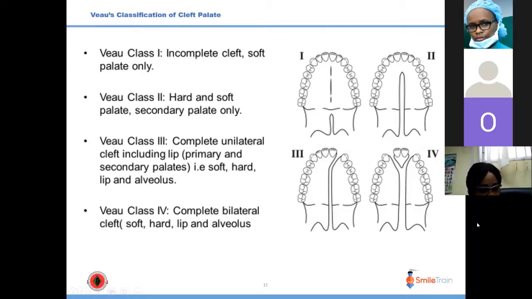We have class 1, which is just the soft palate. We have class 2, which is hard and soft palate. We have class 3, which is a unilateral cleft lip, alveolus, hard and soft palate. And we have the bilateral, the class 4, which is bilateral lip, hard and soft palate.